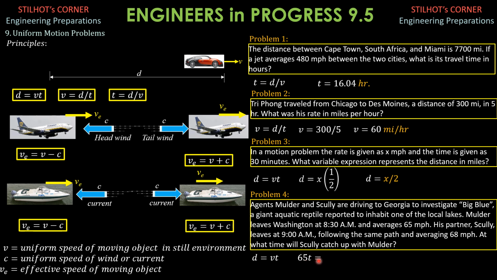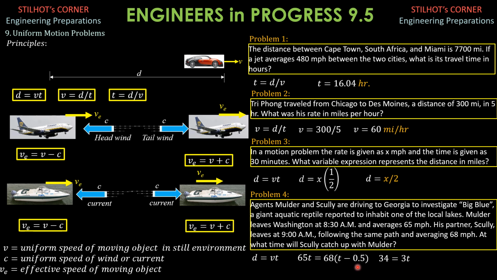The distance of Scully should be the same as this 65t, but the travel time of Scully is half an hour less than that of Mulder. So average speed 68 and travel time is t minus 1/2. So 68 times quantity t minus 1/2, or t minus 0.5. Since 68t minus 65t is 3t, 3t is on the right side. 68 times negative 0.5 is negative 34. So negative 34 to the left, 34 is equal to 3t.